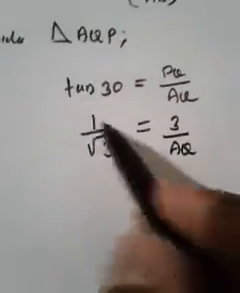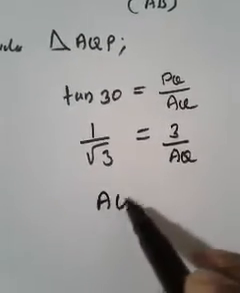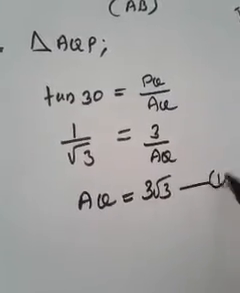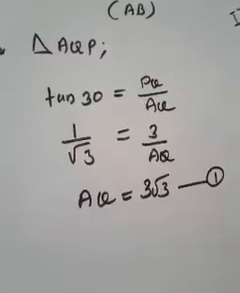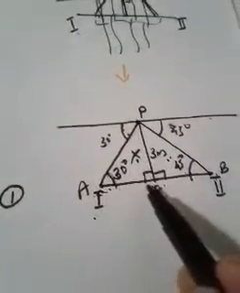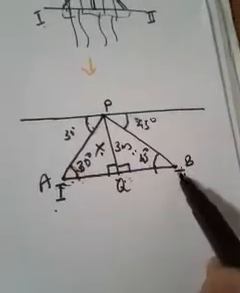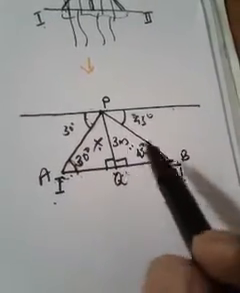And can you cross multiply now? Yes, 1 into AQ is AQ, and 3 into root 3 is 3 root 3. Just mark it as your first equation. We got the value of AQ. Now we got AQ, and what do we need more? We need QB also. So for that, which right triangle can be considered?